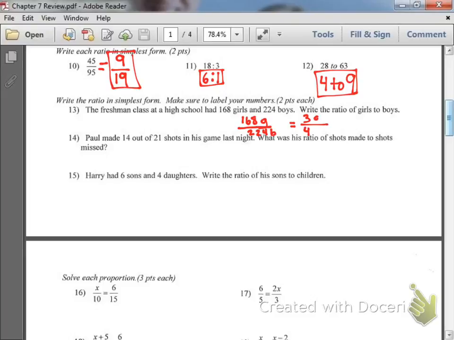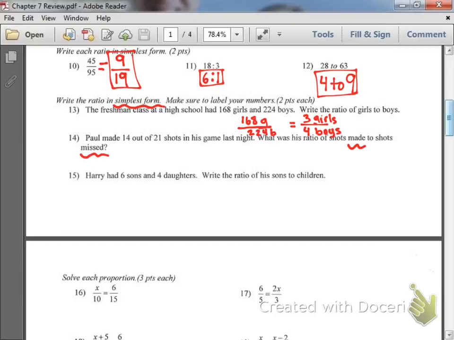So that's 3 girls, 4 boys. Good. Notice the directions say simplest form. So you need to make sure you're simplifying. Alright, on the next one we're talking about Paul. He is playing basketball, I believe. He made 14 out of 21 shots. I'm asking you for the ratio of shots made to shots missed.